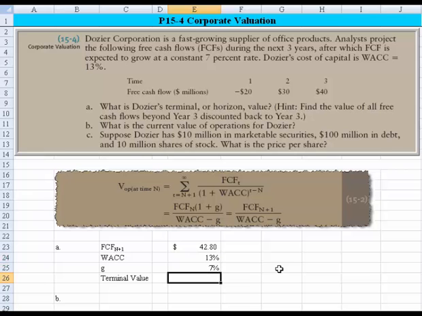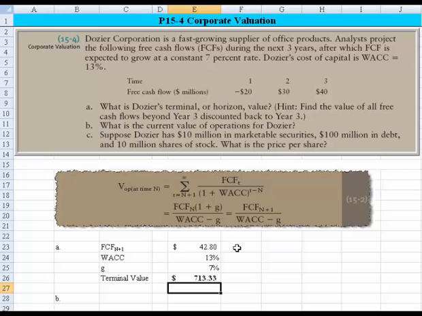Now to determine the terminal value, we need to enter the formula that's provided right here: free cash flow of n+1 divided by the weighted average cost of capital minus growth. So now, there's the answer, but let me show you how we work it. I'll hit the F2 key. I take what's in cell E23, which is the free cash flow on top, and then divide it by the 13% less the 7%. And that's the answer to Part A.